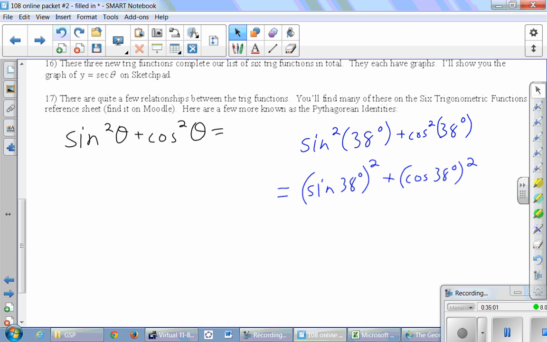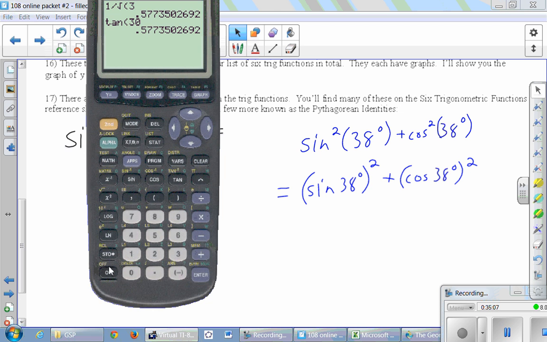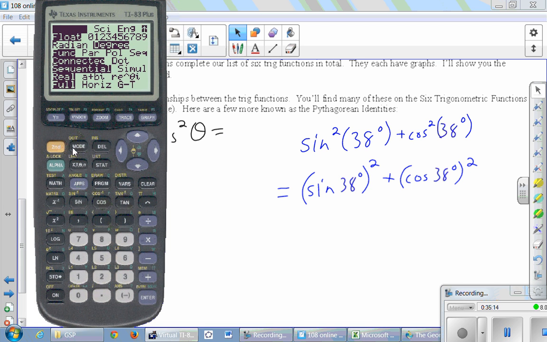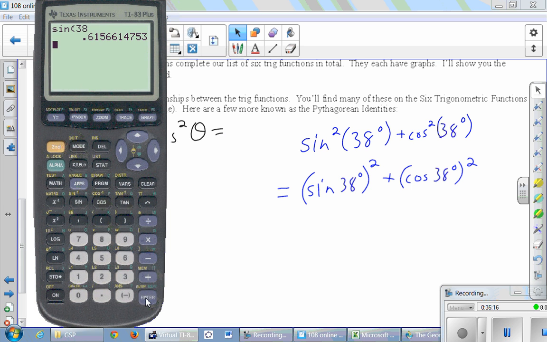Okay, so let's just see what the calculator has to say about this. So we're going to type in the sine of 38 degrees. Again, I hit one of those trig buttons, so I check my mode. Degree mode is correct. So sine of 38 is some messy number, that's fine. And then we'll go ahead and square that messy number, and we get that other messy number. And then we'll do cosine of 38. And we'll go ahead and square that.